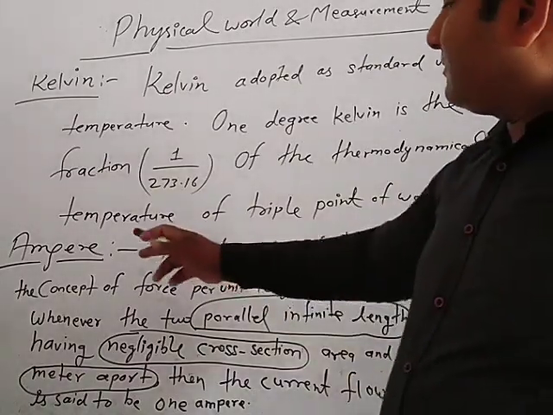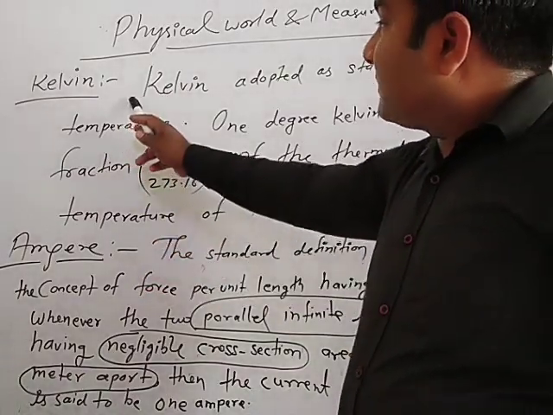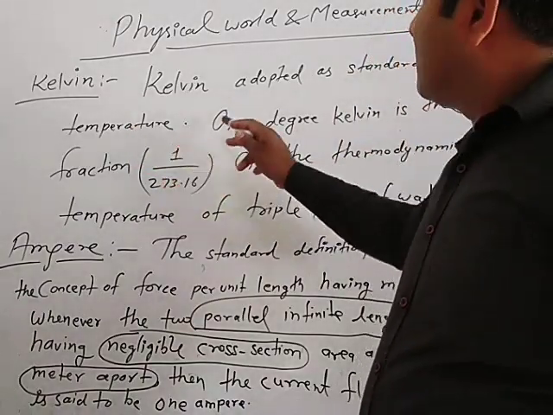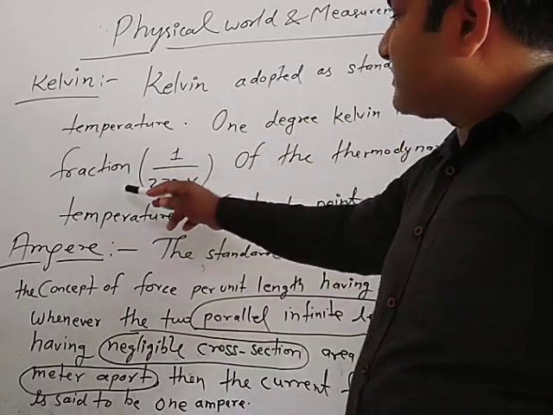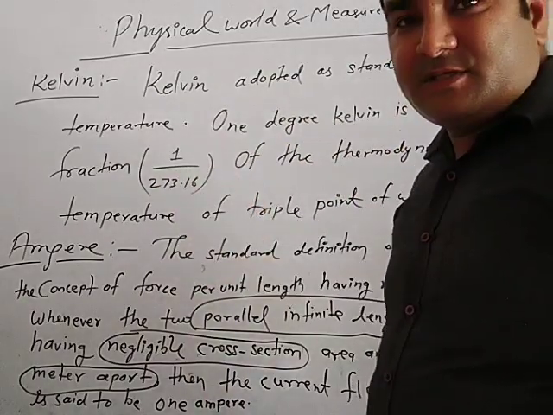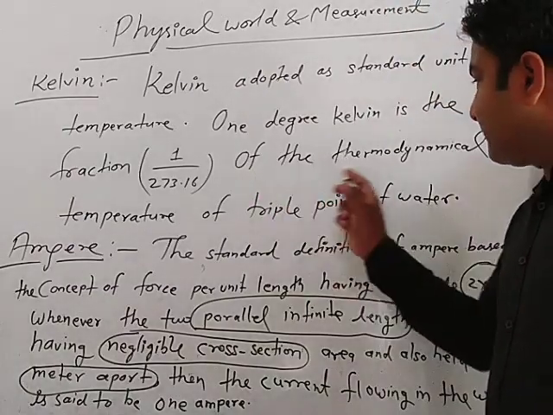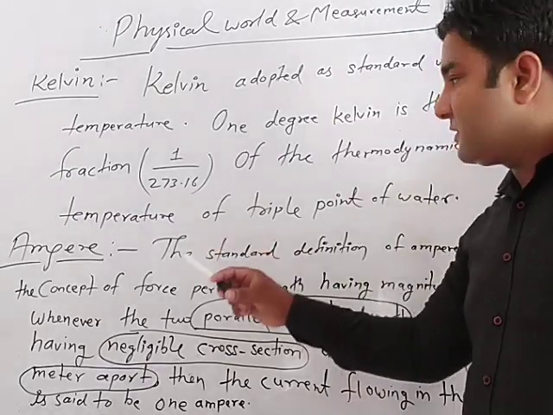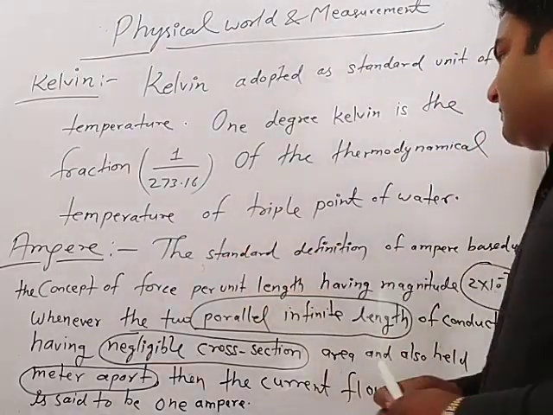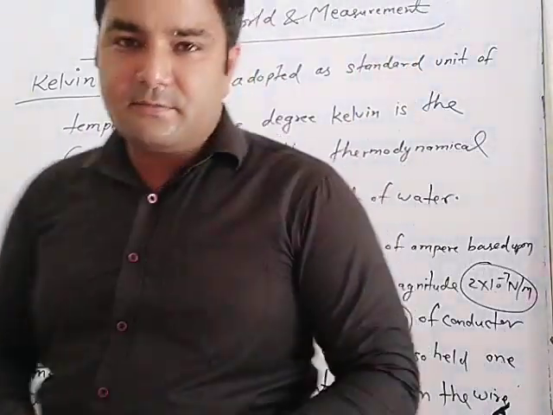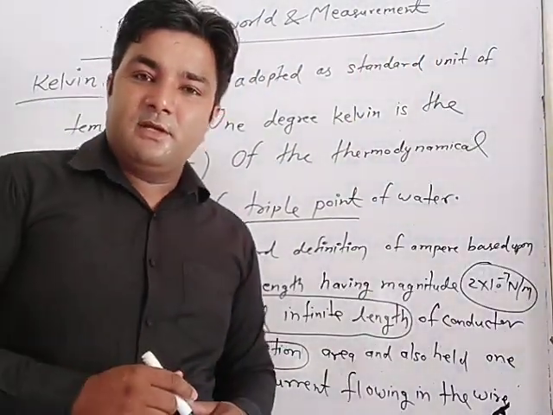Starting from Kelvin. Kelvin is adopted as the standard unit of temperature. 1 degree Kelvin is the fraction 1 upon 273.16 of the thermodynamical temperature, the thermodynamical temperature of the triple point. Here triple point is a special term. So listen about triple point.